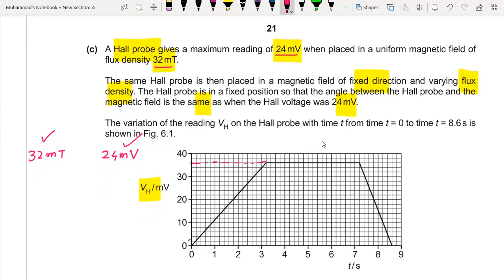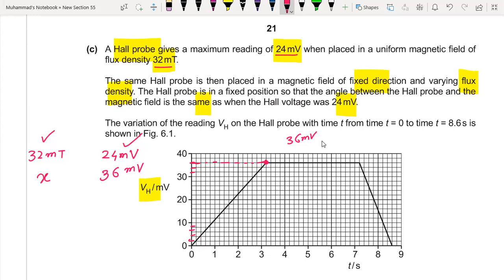These are five small divisions. One division is representing 2. So 32, 34, 36. The maximum Hall voltage is 36 millivolt. So we have to find how much the magnetic flux density is when the Hall voltage is 36 millivolt. The same Hall probe is used.